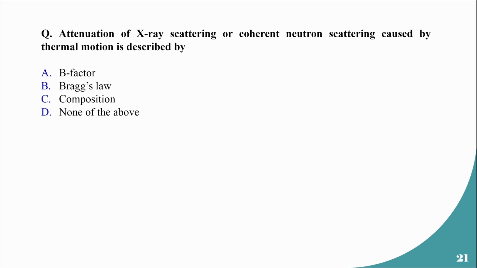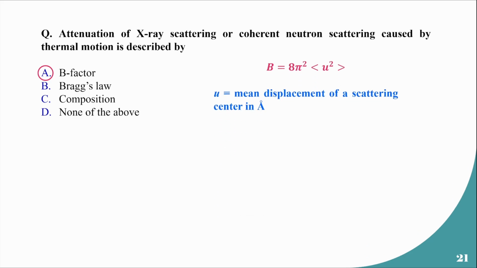So basically, here the answer will be B factor. Okay. Now B factor is a particularly important concept. We'll look at how it is written in a PDB file as well. Now what B factor basically is, you can think of it as being constructed from this formula: 8 pi square and then this average of U square, and U in this case will mean displacement of a scattering center in angstrom, let's say, right?